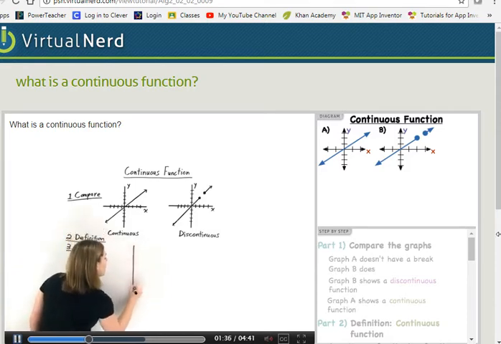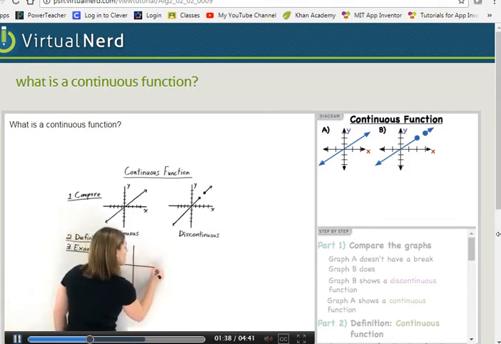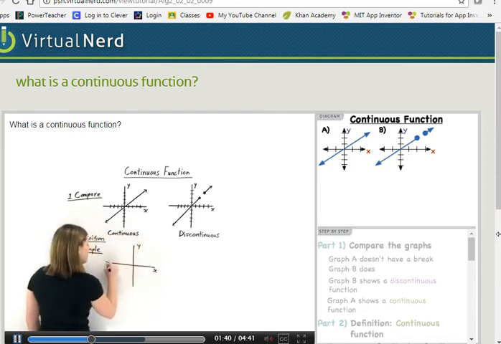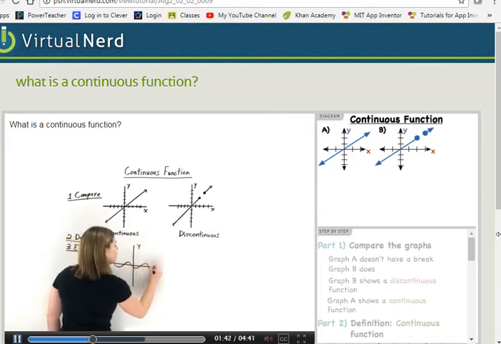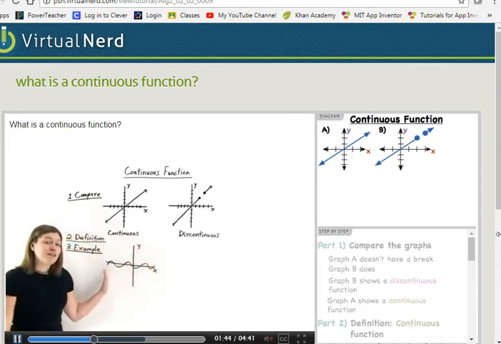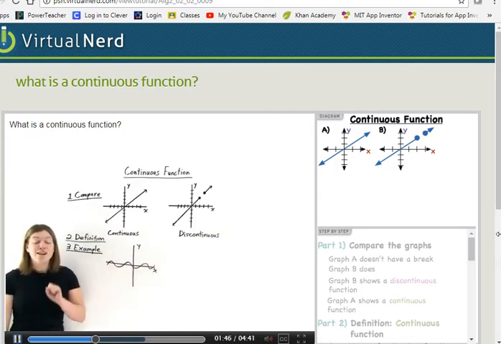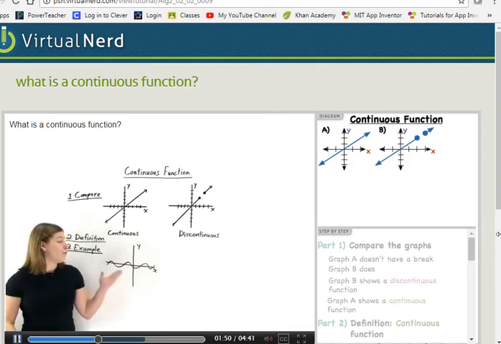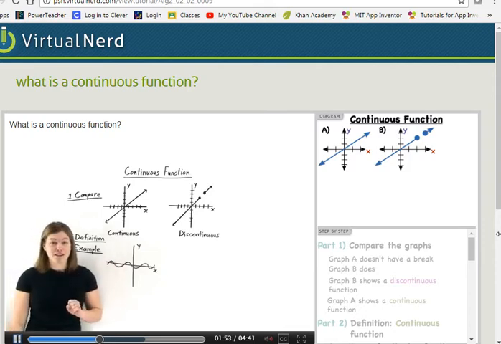So let's say that we have this graph right here of our x and y axes, and we'll draw this graph. Now, does this graph represent a continuous or a discontinuous function? Well, to figure that out, we need to see if this graph has any breaks or jumps in it. If it does, it is not continuous.